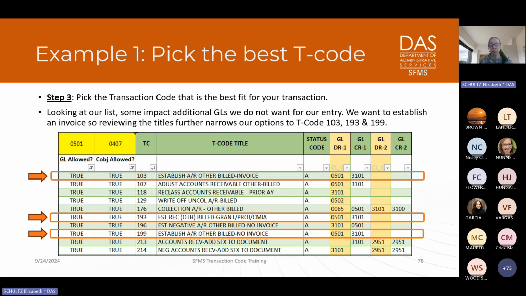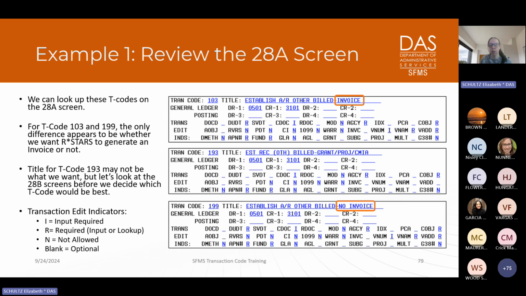The titles are really helpful for narrowing down the correct T code. So we can see we've got 3 different ones that talk about establishing an invoice, and that's what we want to do. We don't want to adjust it. We're not writing it off. We're not collecting it. So it looks like there might be 3 options we want to look at a little bit closer. T code 103 to establish an AR other billed, T code 193 and T code 199. So continuing on step 3, let's take a closer look at each of those on the 28A screen.